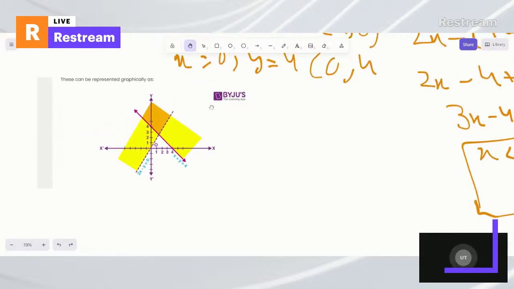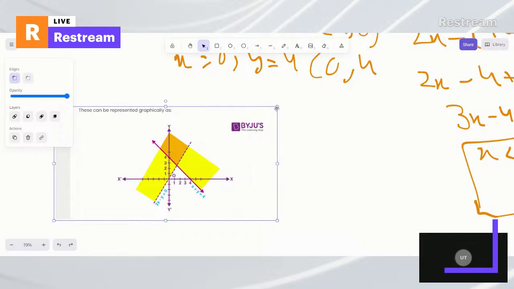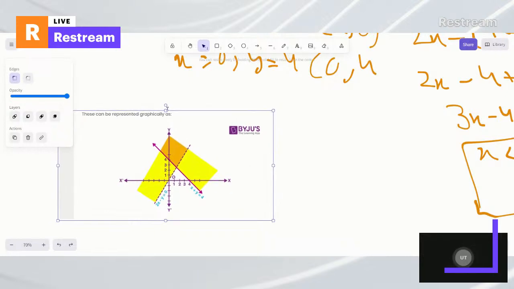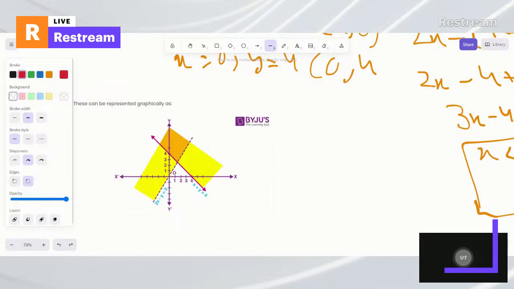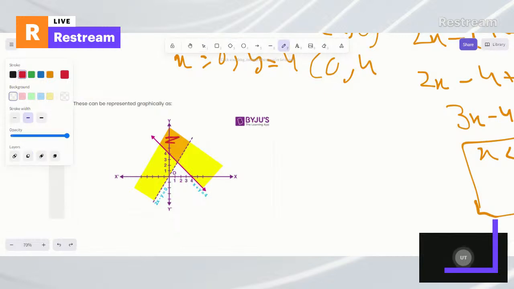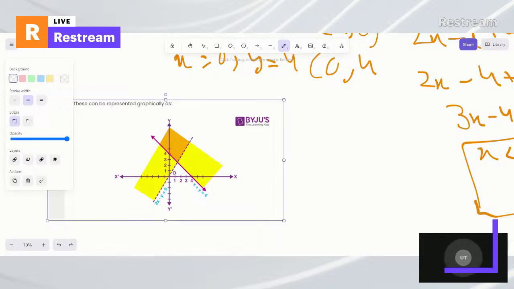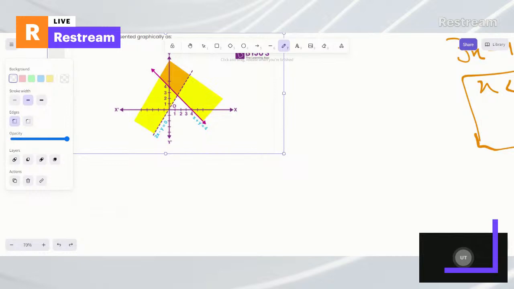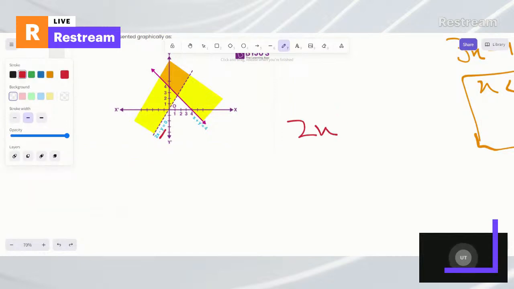So this is the solution. It means this is the region that includes both of the inequalities. You see how they've drawn a dotted line here, because this equation said that 2x minus y is less than 0, not less than or equal to. That is why they have drawn a dotted line over it. If it were a proper less than or equal to equation, it would have been a straight line, not a dotted one. So I hope this is clear now.